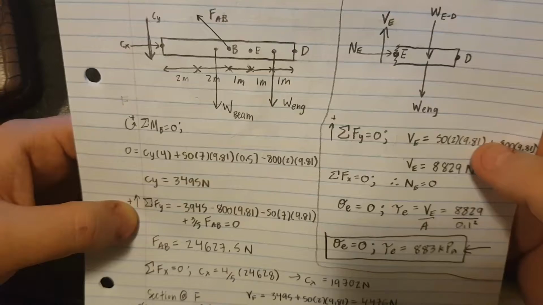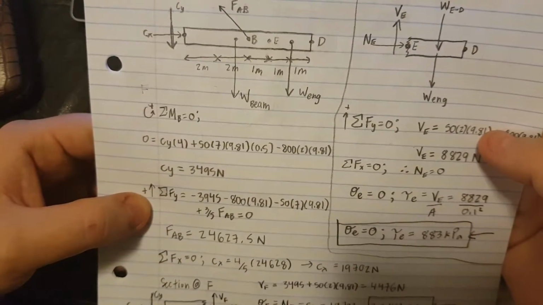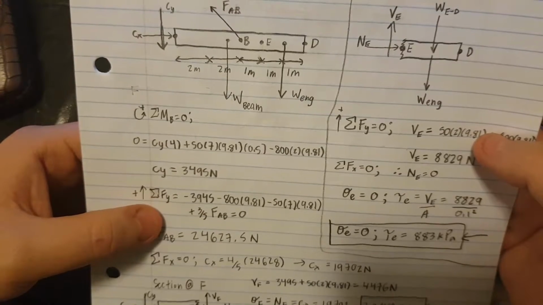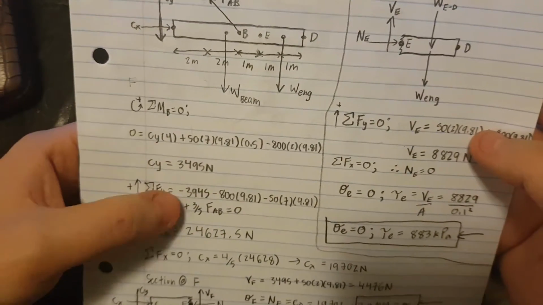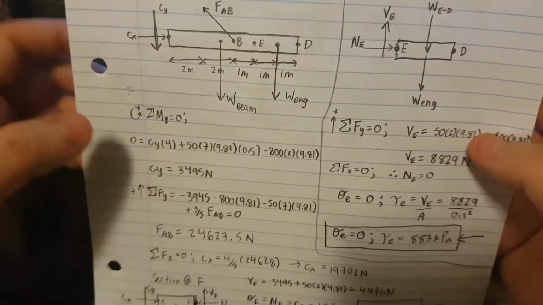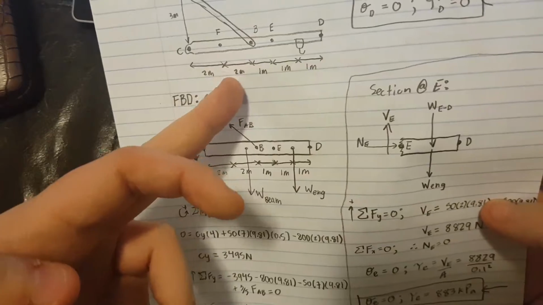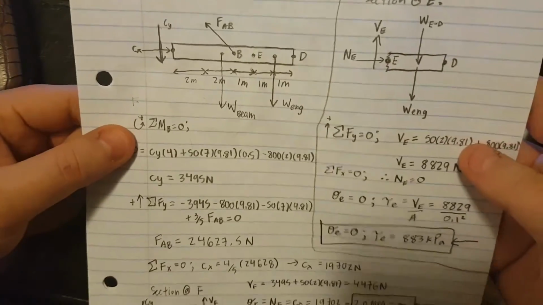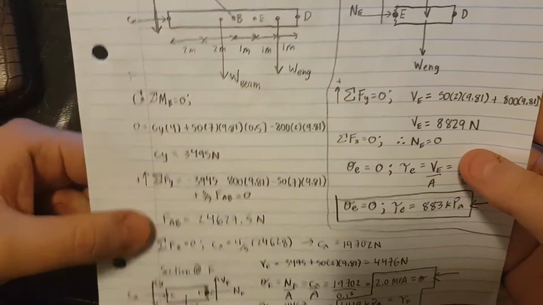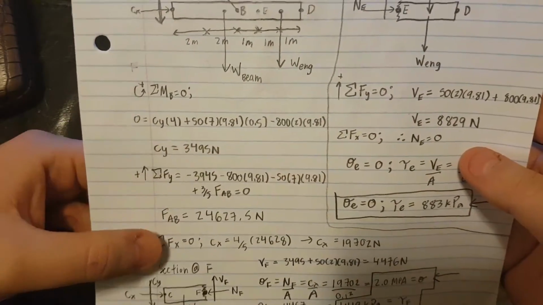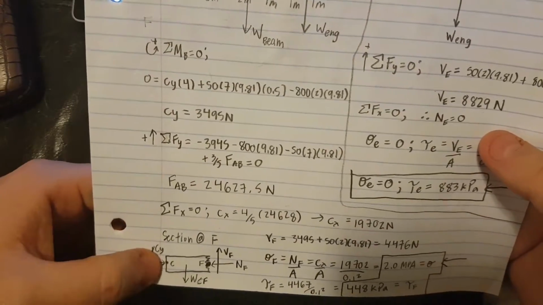800 times 9.81. I must have. Because what I'm trying to do is get the force of AB. Oh, right, yeah, because it's the sine of some angle. I don't know. Yeah, I must have, it's 4 meters by 3 meters. And then I got FAB, so that's the magnitude of that. And then the sum of the forces in the x direction, I got CX. So if I do a section at F, I've got everything I need here.